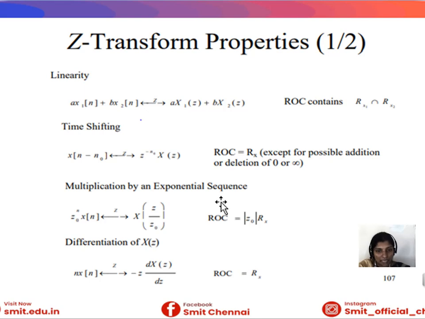Multiplication by an exponential sequence. So, this can be written as X of z by z naught. Differentiation of X of z, so n x of n implies minus z dX of z by dz. This is the differentiation property.